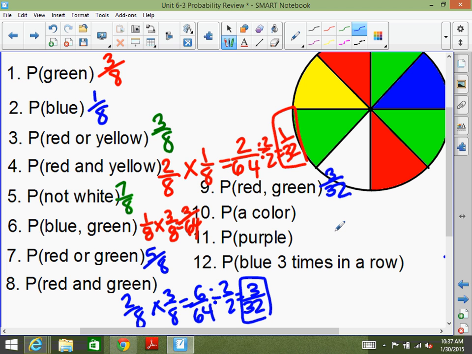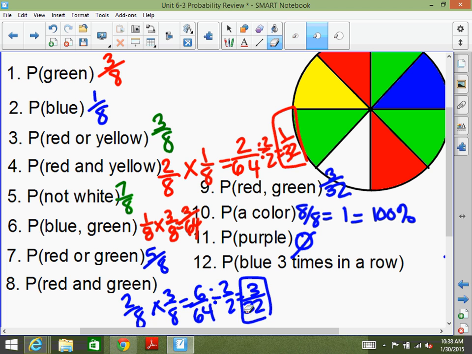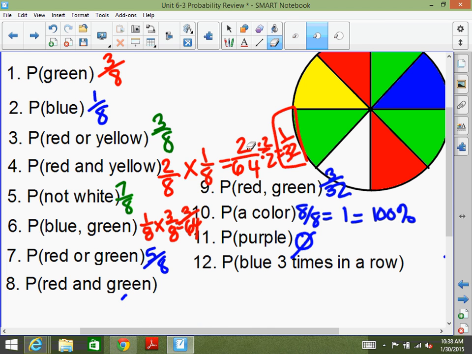Okay, next, number 10, probability of a color. 8 out of 8, which is equal to 1 whole, which is 100% chance of happening. 11, the probability of purple. So that'll be 0. 12, let's see if I can trick you on this. The probability of blue 3 times in a row.